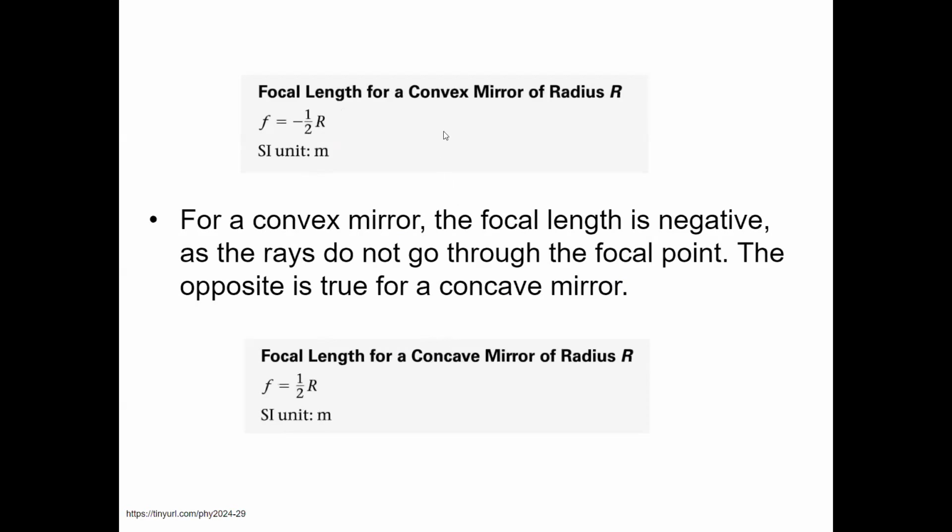For a convex mirror, it diverges the parallel rays to the principal axis, so you have a minus focal length. If you have a concave mirror, the mirror converges the parallel rays to the principal axis, so the focal length is positive 1/2 R. If you are not specifically told whether it's a convex or concave mirror, you can determine the nature of the mirror by looking at the focal length. If it's a positive focal length, then it's a concave mirror. If it's a negative focal length, then it's a convex mirror.